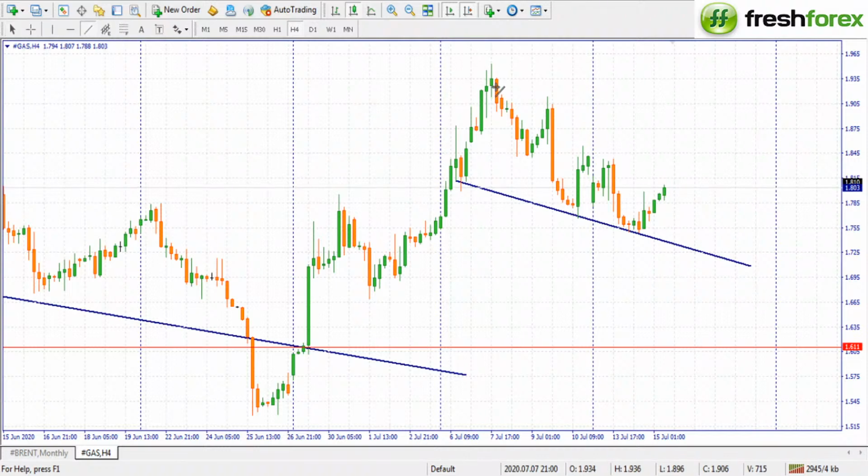But as it is now, there's also a line from the top. So we have a resistance. We want price to break above, retrace back, and then continue in that direction.